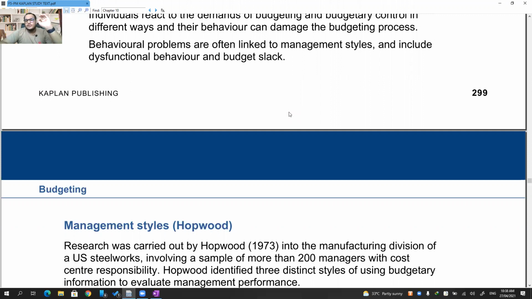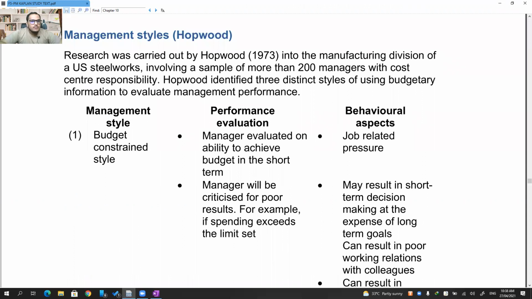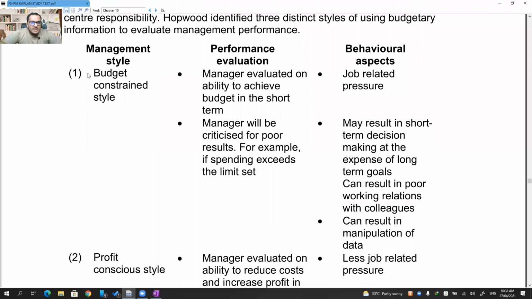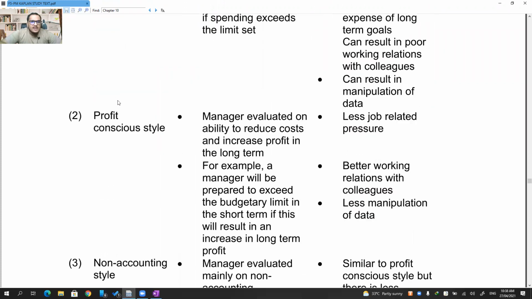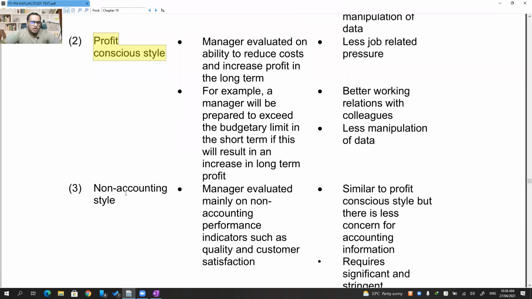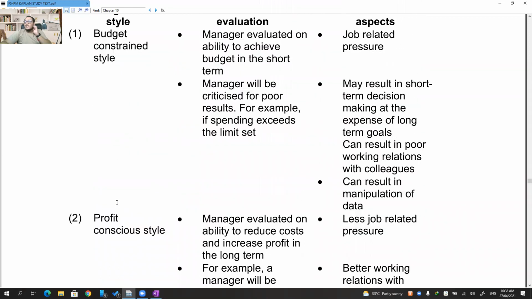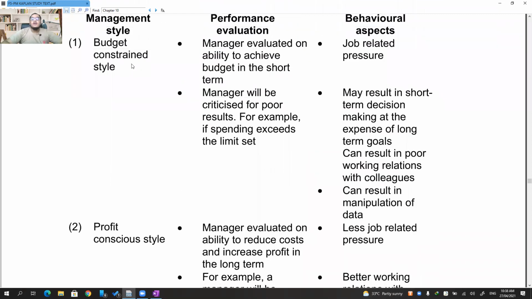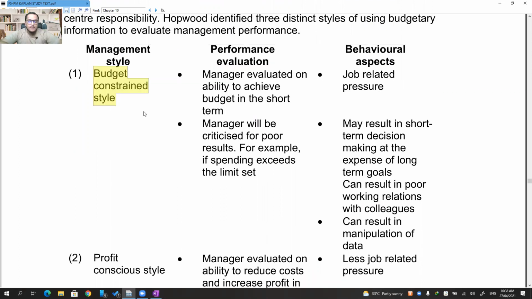Okay, look at this. You have 3 different types of budget management. One is called budget constrained style. Second one is profit conscious, and the third one is non-accounting, non-profit basically. Sir, I'll directly give you the explanation of this without reading all these things. So let's see. First of all, the manager who is following a budget constrained style of management.